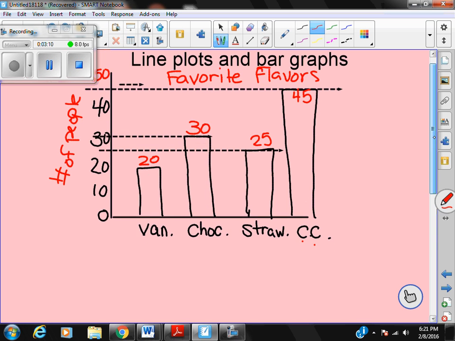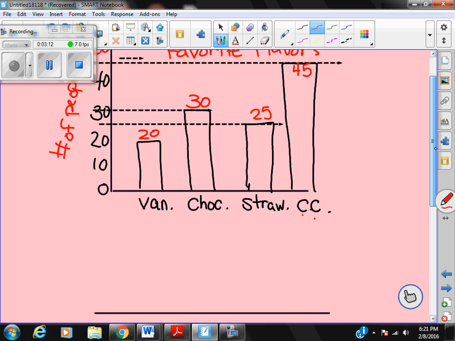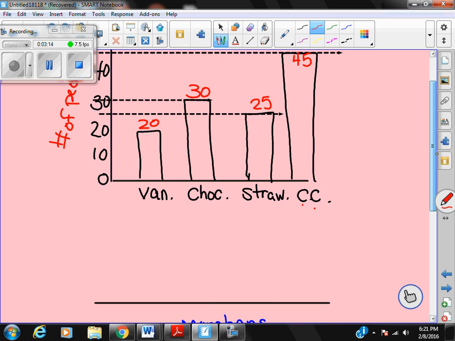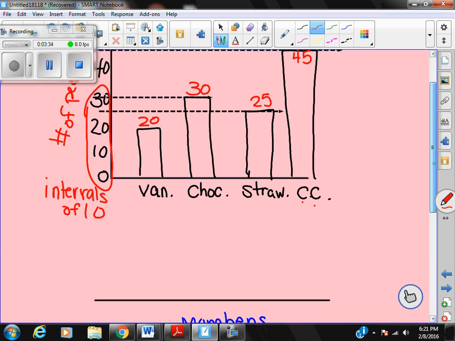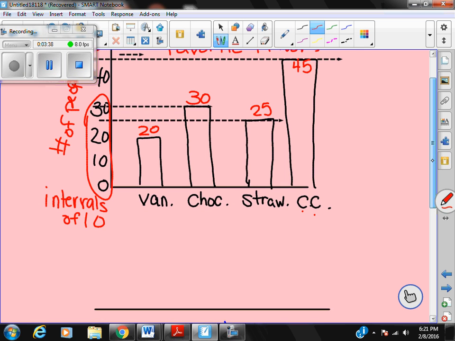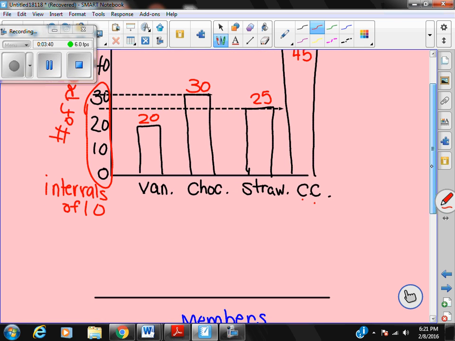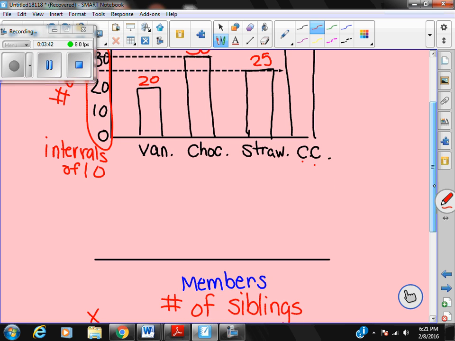So my goal is then to transfer this information into a line plot. Now, I have my numbers here, but now I have to use different intervals. See, the scale on the bar graph is in intervals of 10 because it is counting by 10. But my scale on my line plot is going to have to be a little different because when I look at the information, I can see that it's in increments of 5, or it goes from 20 to 25. So I need some 5s in there.